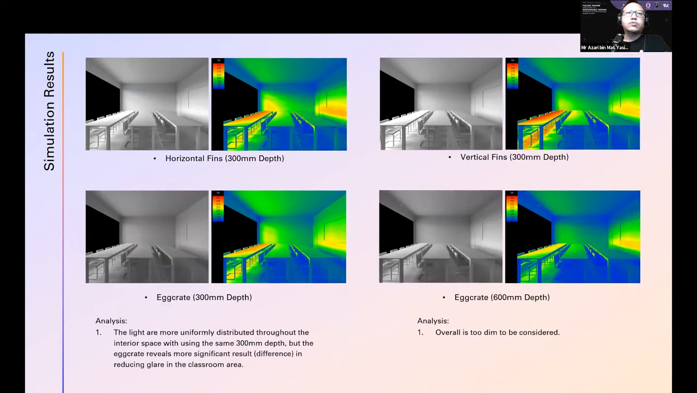Of course, she also simulated the egg crates at different depths, and found that the light is more uniformly distributed throughout the interior space using the same 300 millimeter depth. But for the 600 millimeter depth, the overall is too dim to be considered, so she rejected that one. This process is basically testing out and figuring out which one is better and which is not.